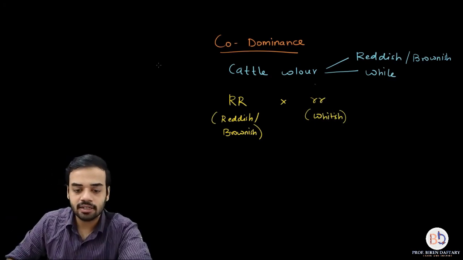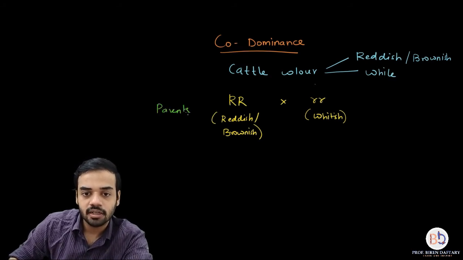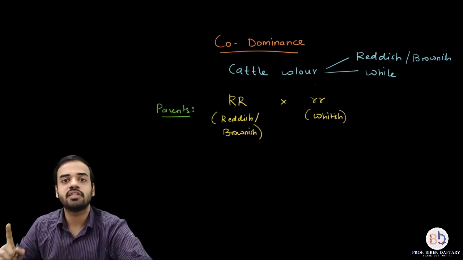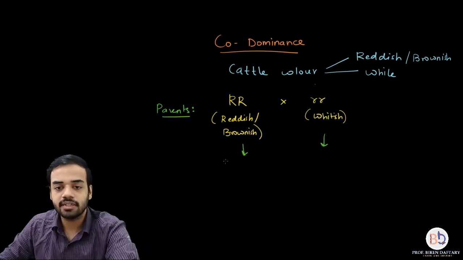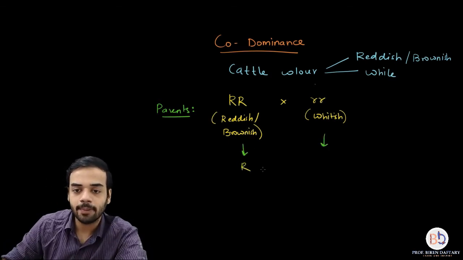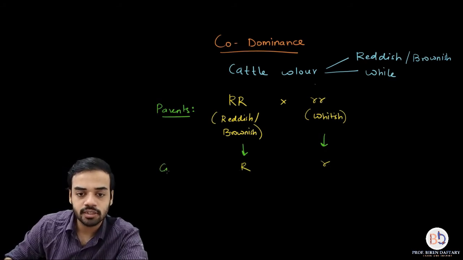Now these are the parents, so let us write down over here parents. Please write down these words whenever you are showing the cross. Next thing that you have to show is the gametes. So over here the gamete is going to be capital R, here it is going to be small r, and please write down over here gametes.